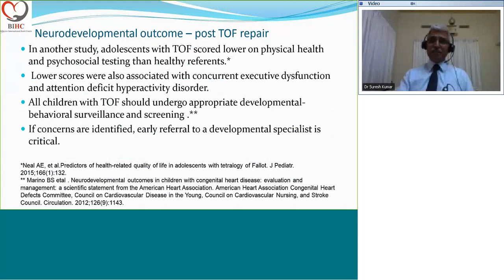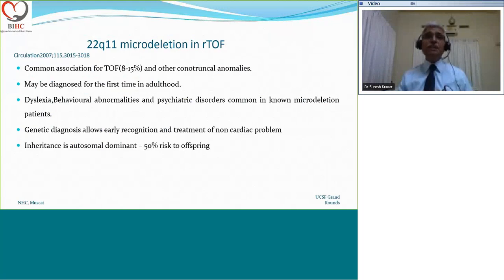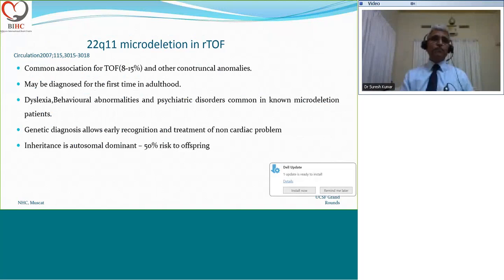These things may also be associated with a hyperactivity disorder, learning disability, and later in life psychiatric problems, especially if there is a 22q11 deletion. Remember, this occurs in 8 to 15% of tetralogy, and this may be diagnosed for the first time in adulthood, when you are seeing, say, the 30 or 40-year-old patient with tetralogy repaired in early childhood. This 22q11 status is likely to be unknown, and so you may be the first person to diagnose it.